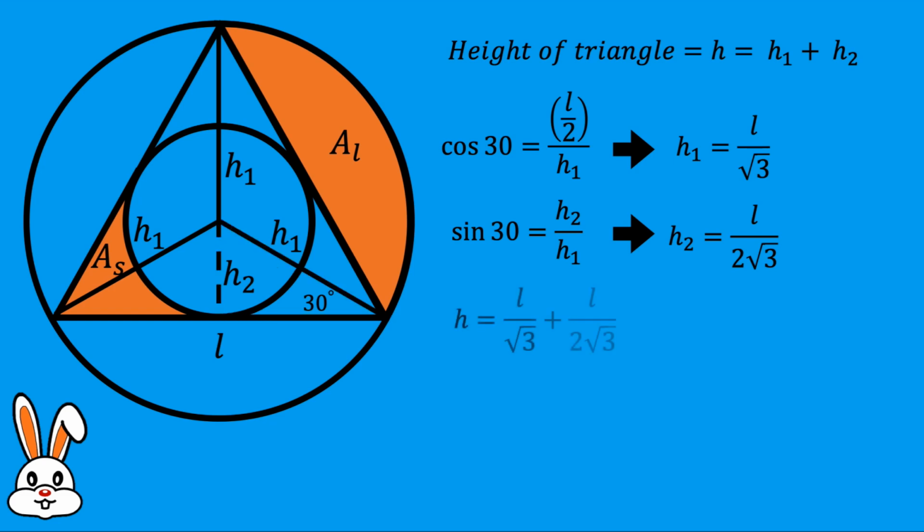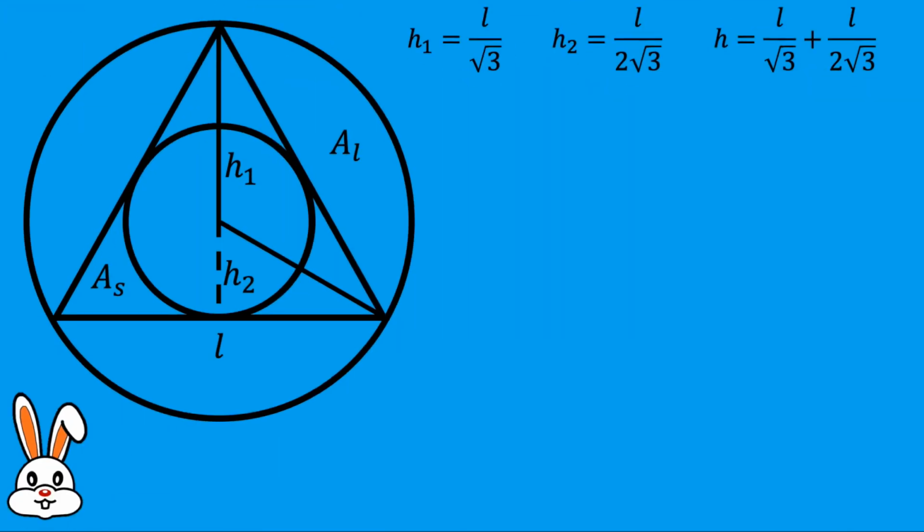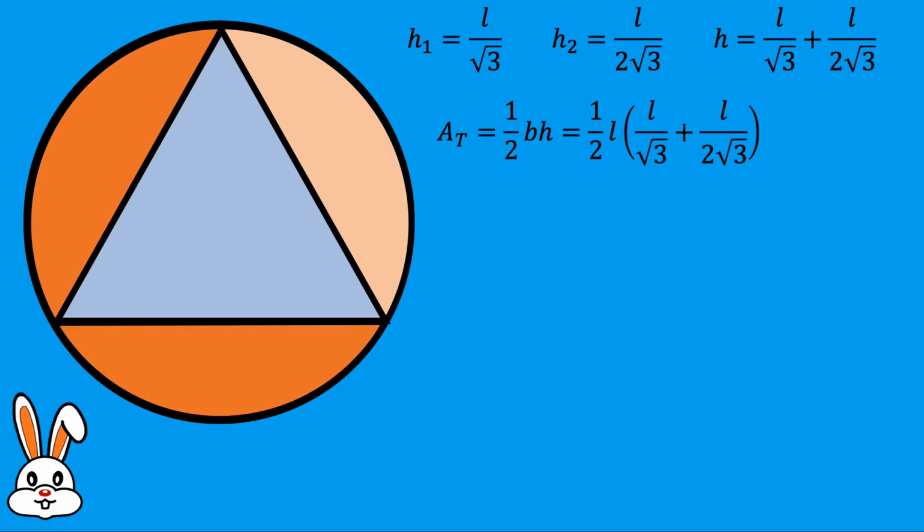Moving on, we now have h1, h2 and the overall height. So we can easily calculate the area of the triangle as half base times height. The next thing that we need to spot is that AL, or the area of the larger shaded region, can be found by subtracting the area of the triangle from the area of the larger circle, all divided by 3.